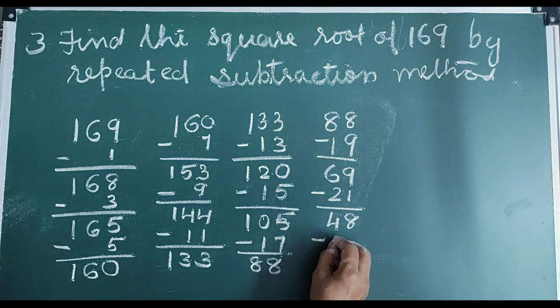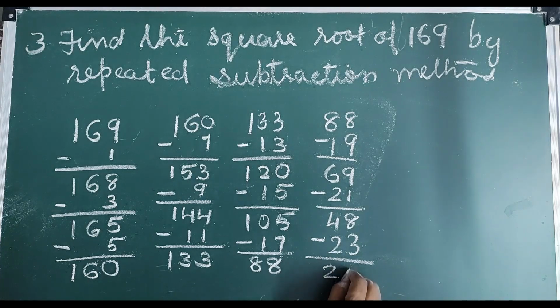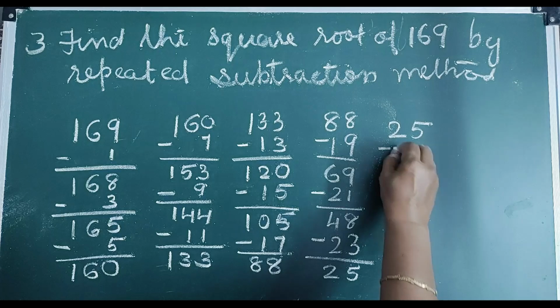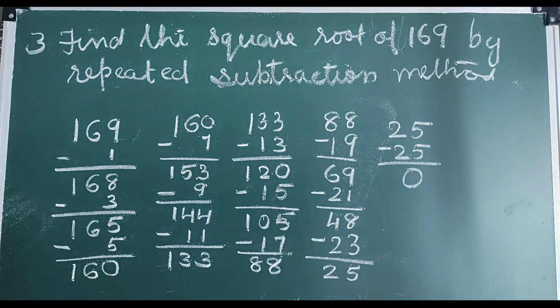Next odd number is 23. Then 48 minus 23 is 25. Now 25 minus next odd number 25, then the remainder is 0. So the subtraction continued till we get 0 as the remainder.